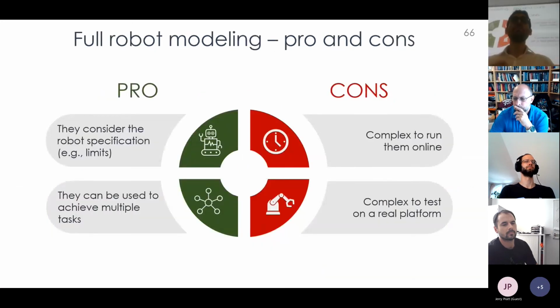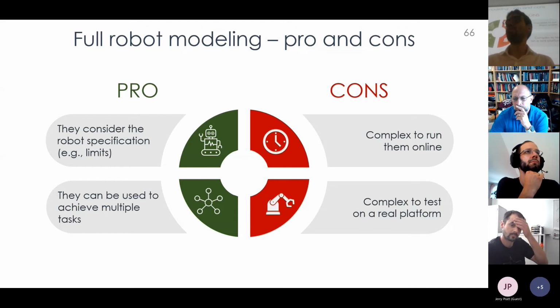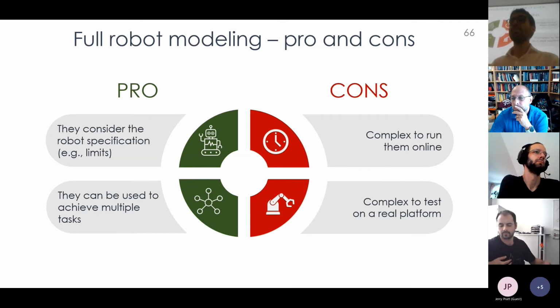Also, the full robot model has its own pros and cons. One of the main pros is that it considers the entire robot specification. So, for instance, we are sure that the trajectory they generate is feasible in terms of joint limits. And they can be used to achieve multiple tasks. For instance, in the work of Dai, the very same approach is used for running, walking, and jumping. But unfortunately, there are some cons.